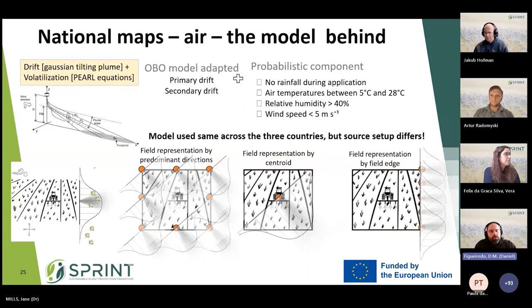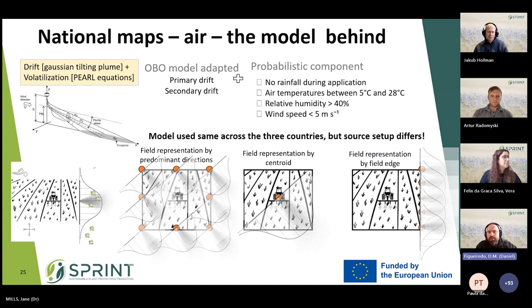Thank you, Arthur. So now moving to the national maps, there we used two existing models. We compare different modeling approaches. As Arthur just mentioned, during spraying, drift can happen, pesticides escape the field, and then there might be consequent volatilization. We used the Gaussian tilting plume model based on the RT drift equations. It's a peer-reviewed published paper. And for volatilization, we used the PEARL model equations for soil and volatilization from canopy.